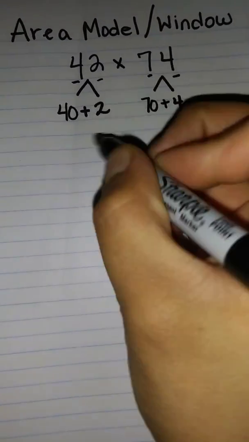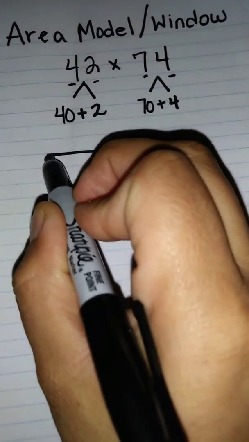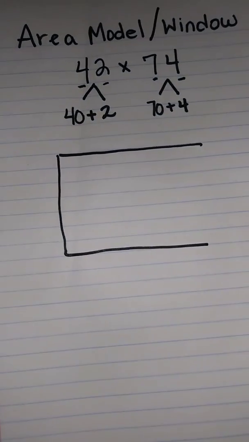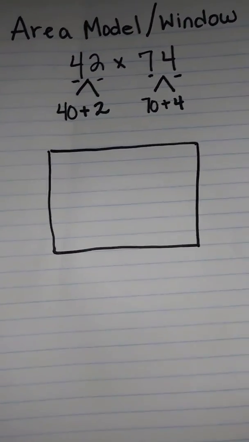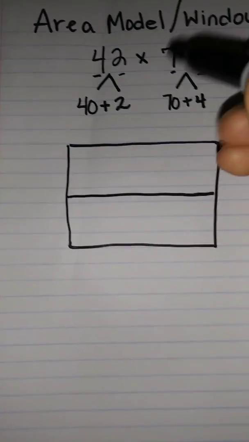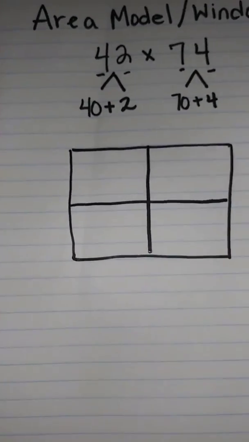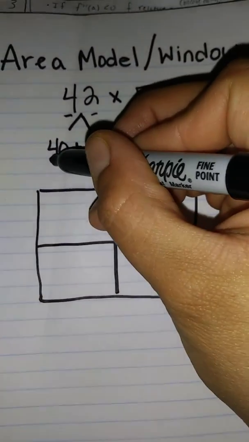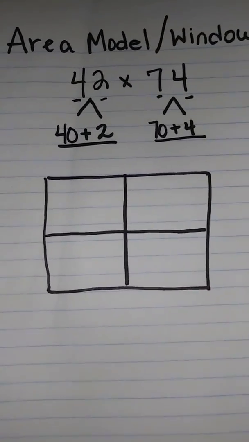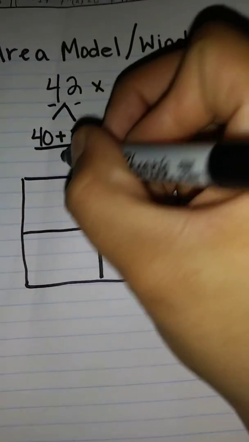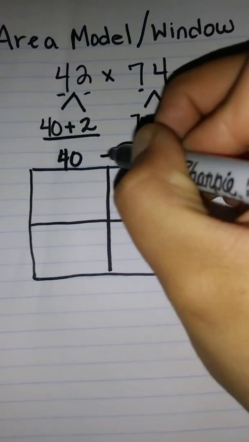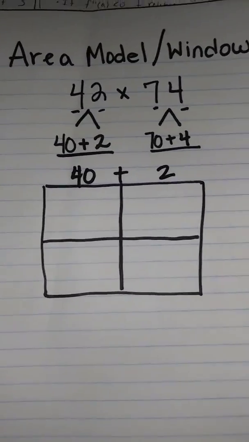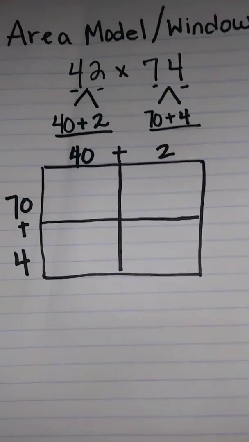From here, I'm going to go ahead and create my window or my box for my area model. Now, it's not perfect, but it's gonna work. Now, all I'm going to do is transfer these expanded forms onto my window. So I have 40 plus 2, and then I have 70 plus 4.